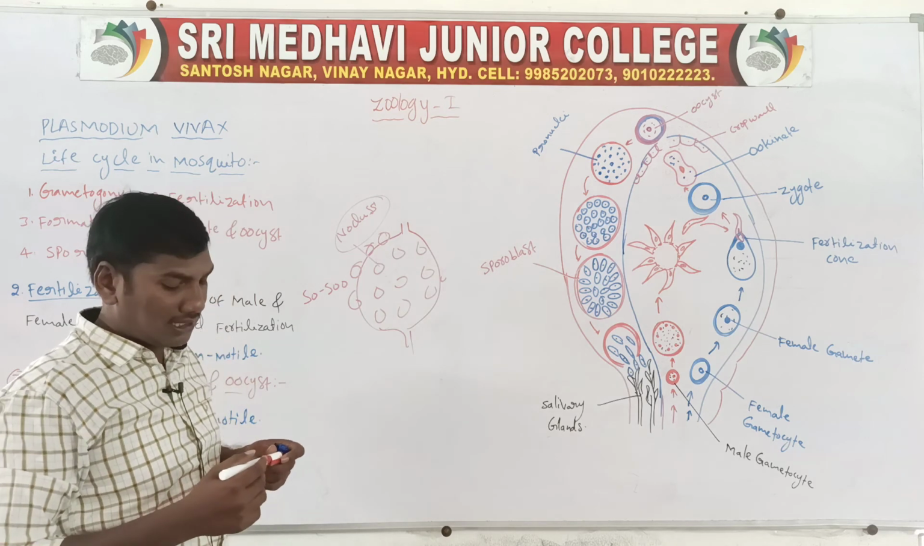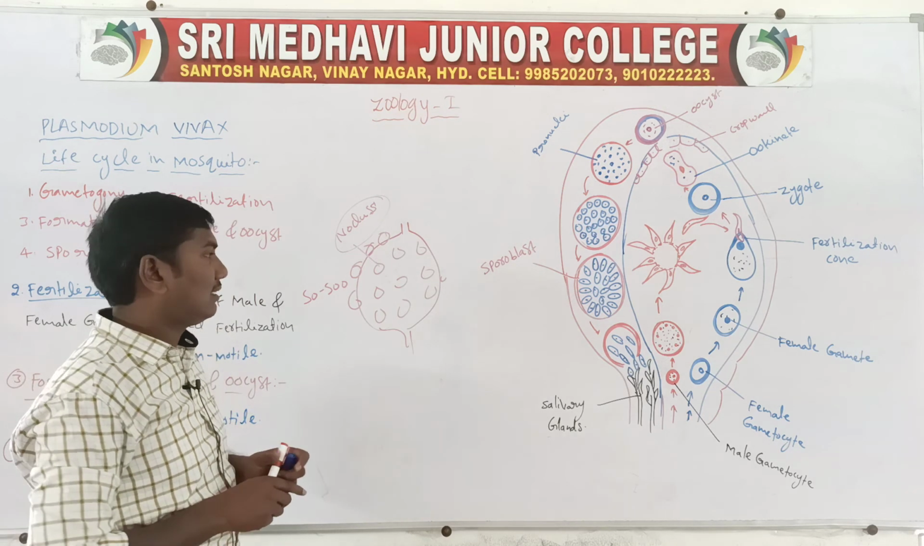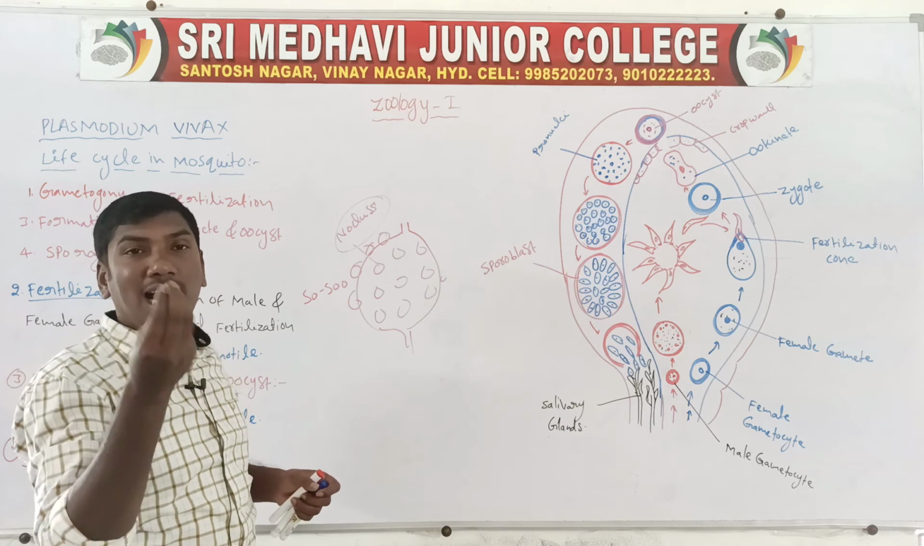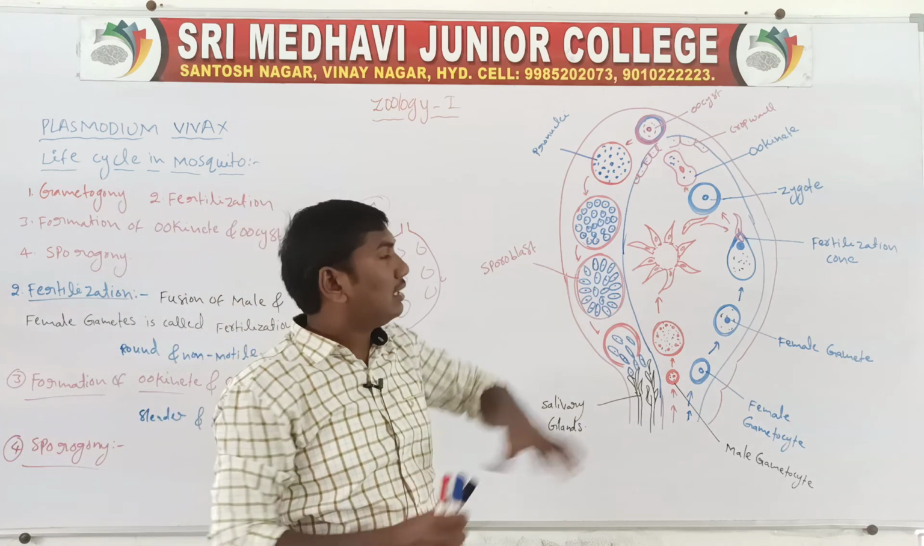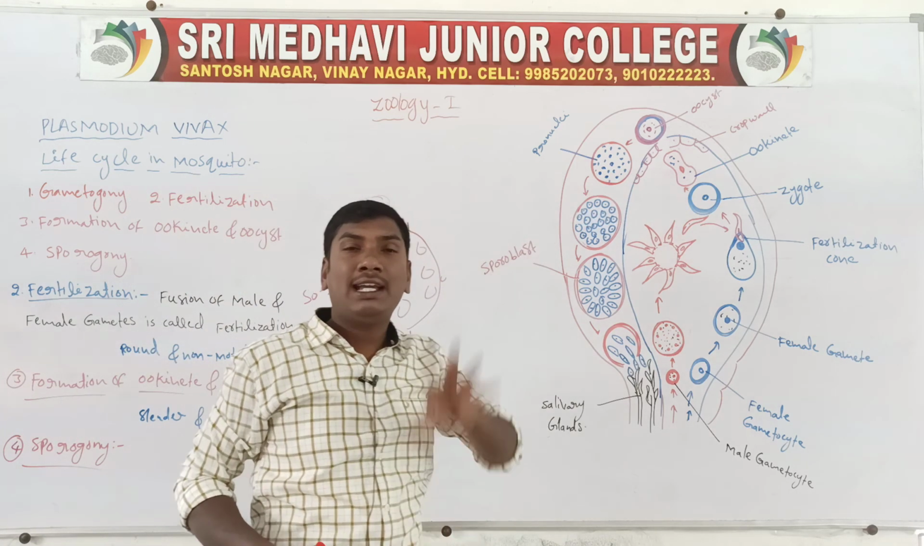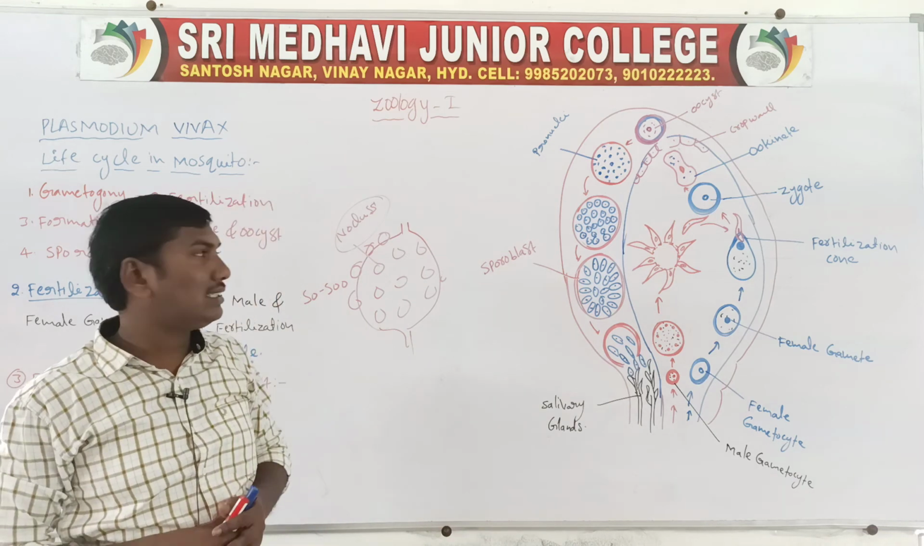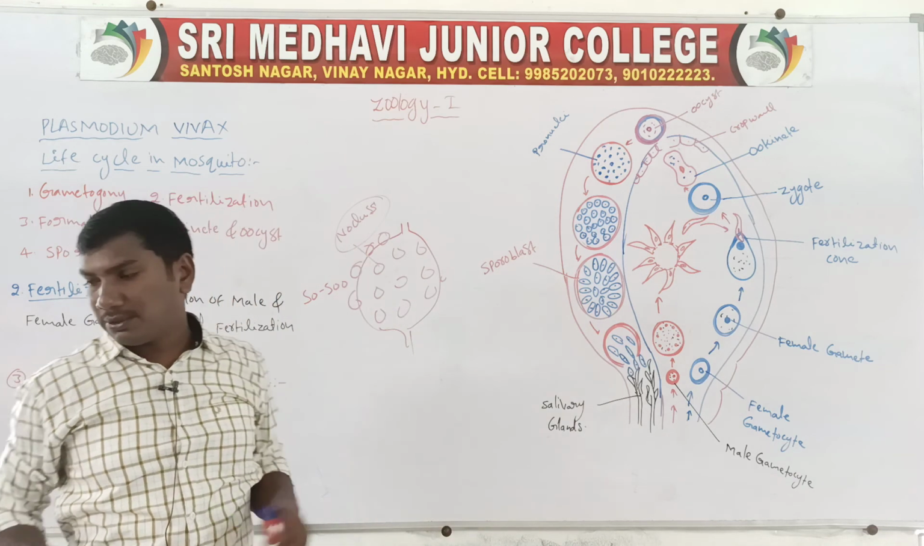Identify the scientist Ross. So 50 to 500 small nodule-like structures, the oocysts, are present on the crop of the mosquito. They were identified by the scientist Ross. So there are four steps.